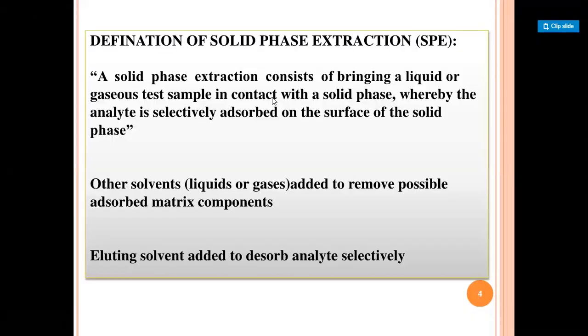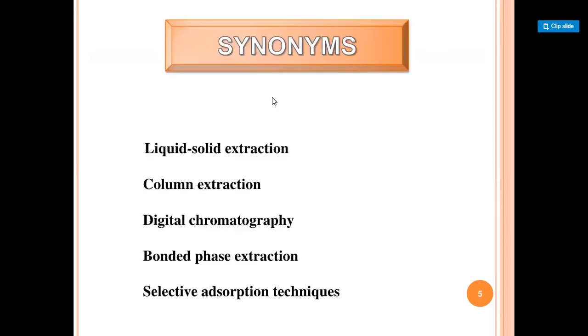Solid phase extraction consists of bringing a liquid or gaseous test sample in contact with the solid phase, whereby the analyte is selectively adsorbed on the surface of the solid phase. Other solvents are added to remove possibly adsorbed matrix components. Eluting solvent is added to desorb the analyte selectively.